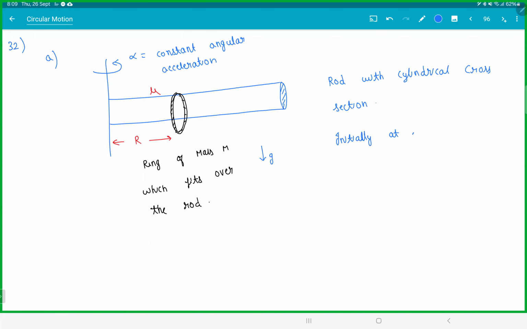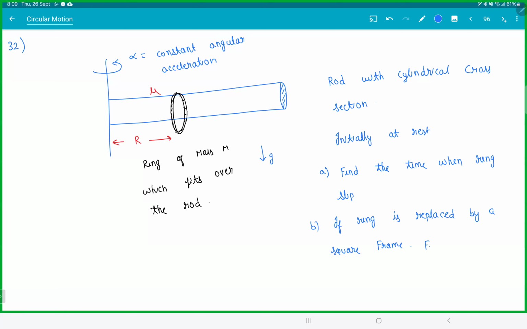Initially, the system is at rest. No one is rotating. Then you start rotating with omega. So the question is, find the time when the ring slips. The second part of the question: if the ring is replaced by a square frame, find the time when it slips.